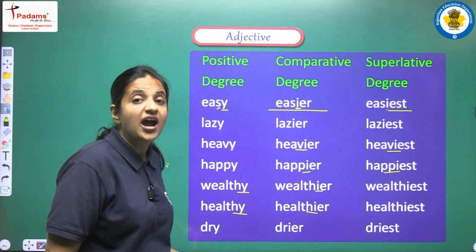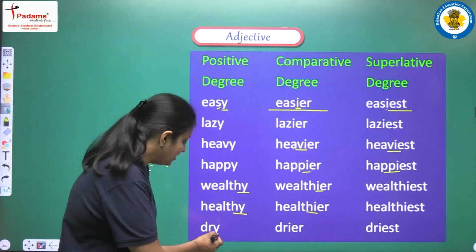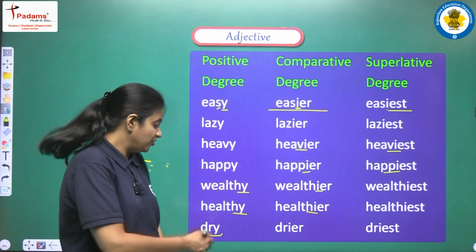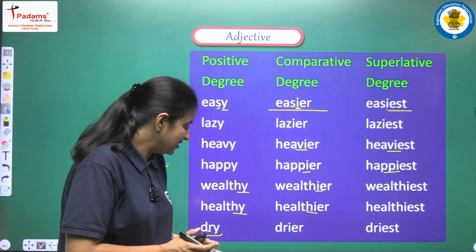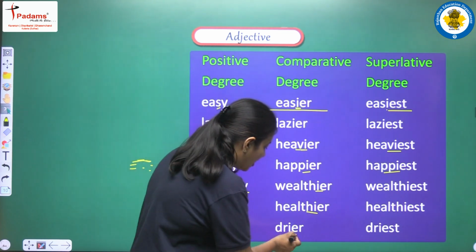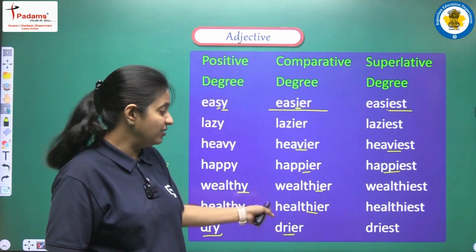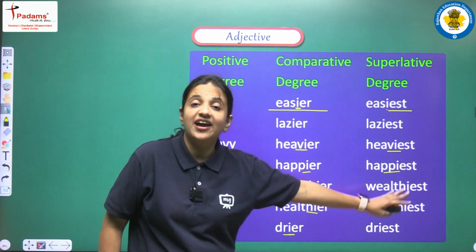Next is dry. So dry, at the end of the spelling we can see we are having Y. Before Y we are having R, that is one of the consonants. So same thing we are having here. We are replacing Y with I. So dry will be drier and driest.